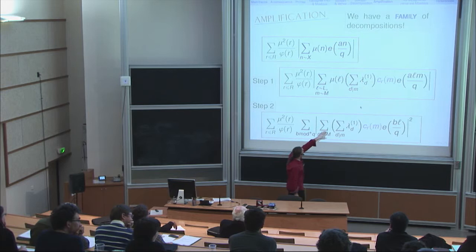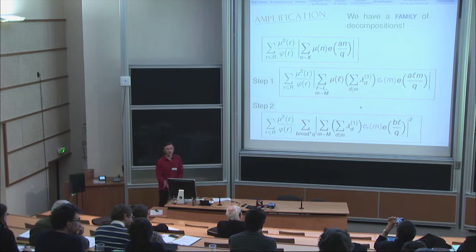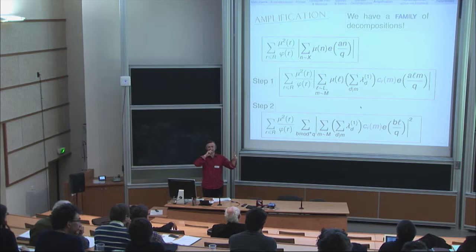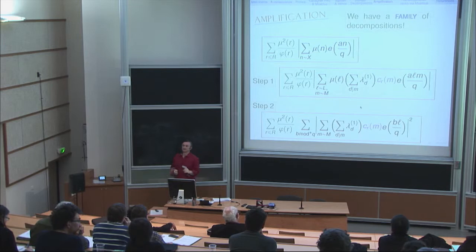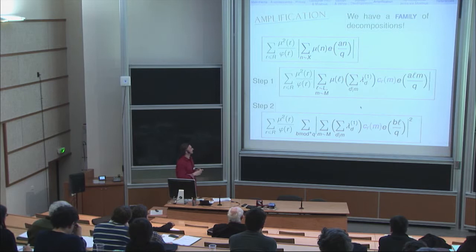The first thing you do is that your variables L and M are between Z and X/Z. Z is typically X to the 1/10, and X/Z is X to the 9/10. So what you do is split that into dyadic intervals between L and 2L and so on. How many of them do you have? You have log X of them. So maybe you've lost log X. And remember, at the end, you want something optimal. You don't want to lose this log X.